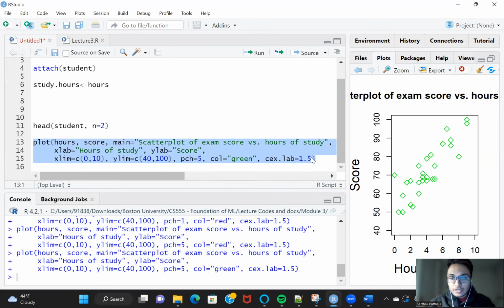So I can change it accordingly. And finally, we have the cex lab attribute that basically helps us to modify the size of the X lab and the Y lab. So these are some of the common attributes that you will encounter when you are plotting scatter plots in R.